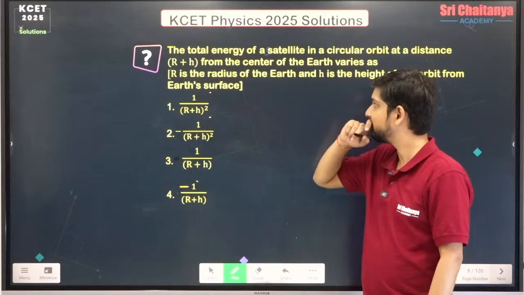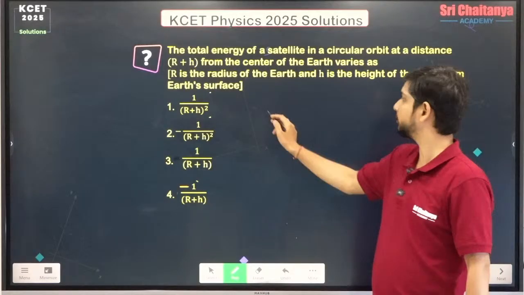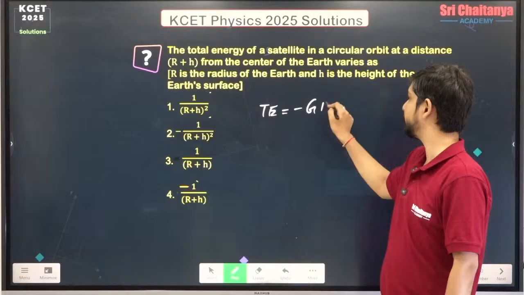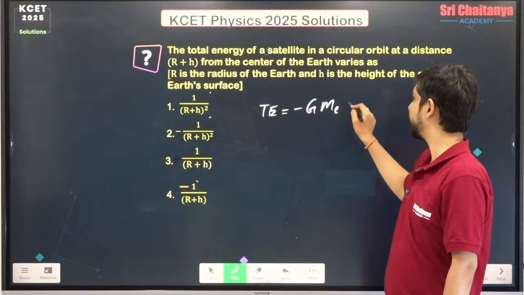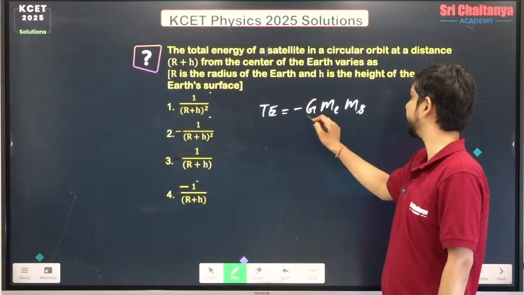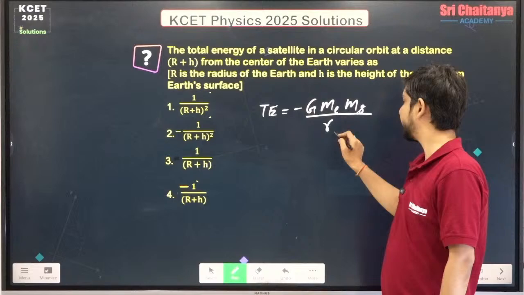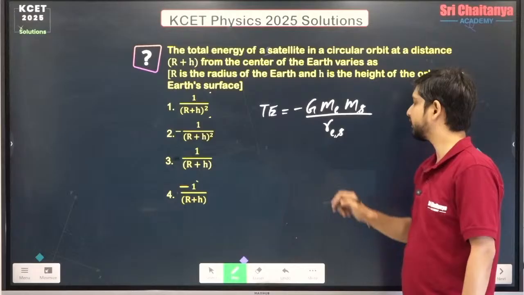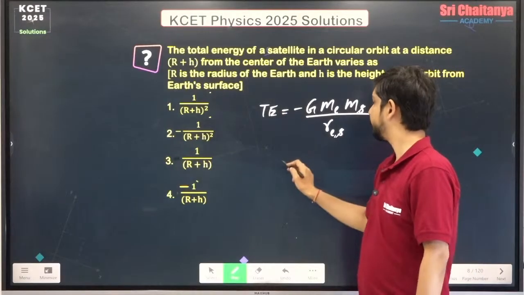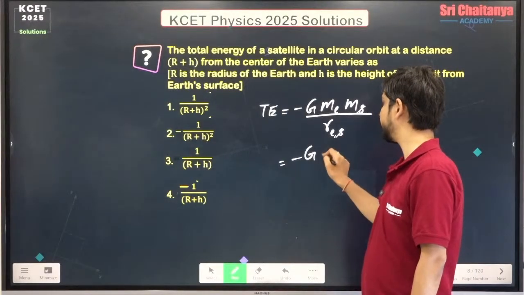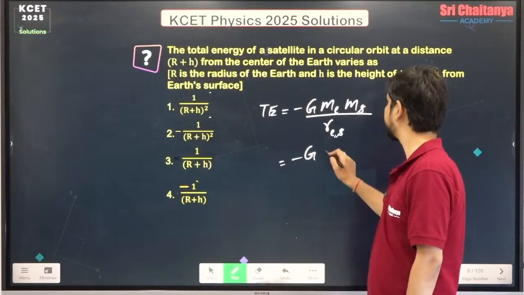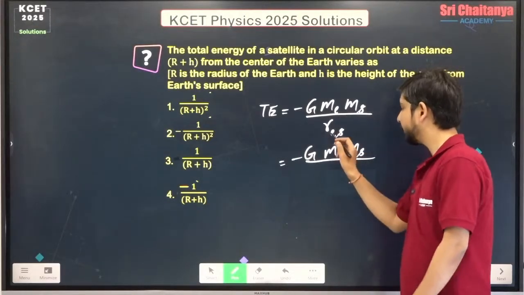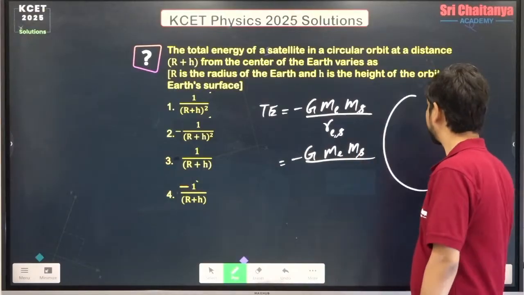It is given that the total energy of a satellite in a circular orbit. We know that total energy in a circular orbit is minus G M of Earth, mass of satellite, divided by the radius, or the distance between the Earth and satellite. So from this formula, it is G Me Ms, mass of Earth, mass of satellite, divided by the distance between Earth and satellite.